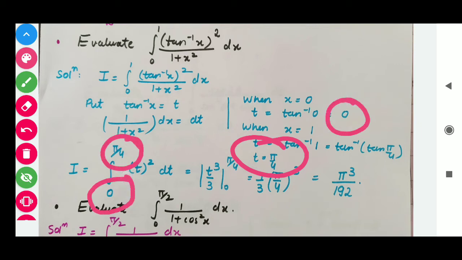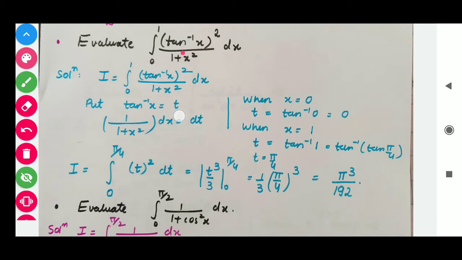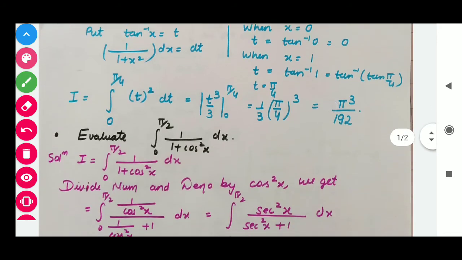Okay, and here tan inverse x is t, so we write t square, and 1 over 1 plus x square is involved with the dt. Now the integration of t square is t cube over 3. Now by putting the limits, upper limit minus lower limit, we get pi cube over 192. So this is your result. Students, here we have the next question.